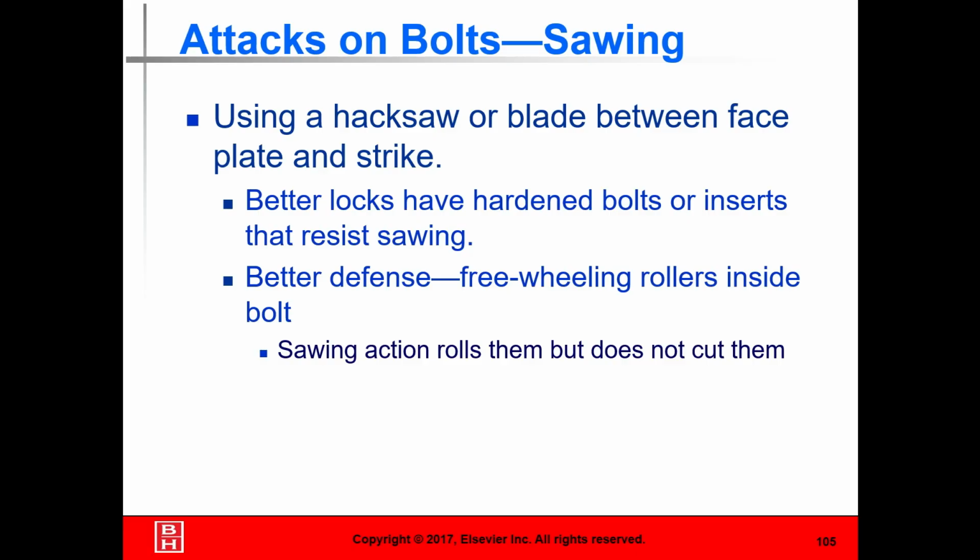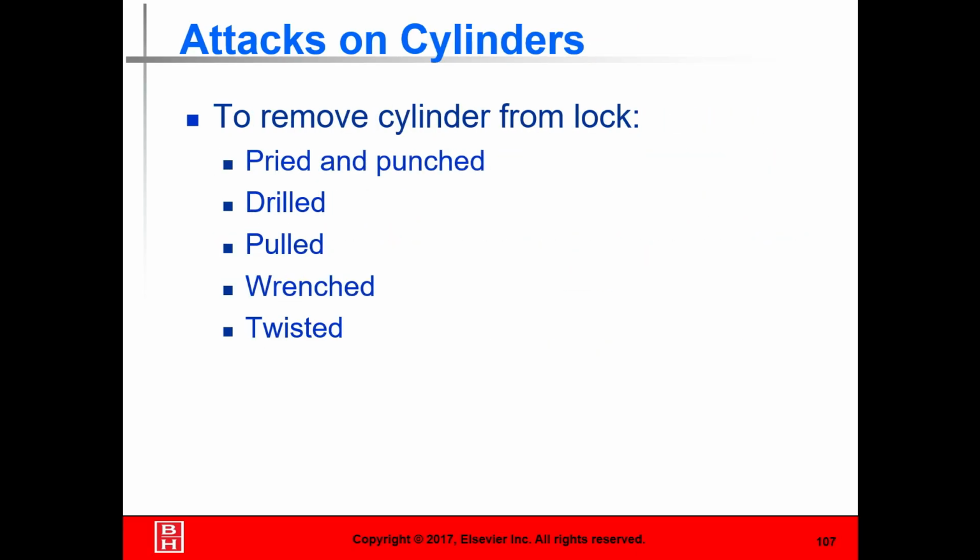Using a hacksaw: the better locks are hardened, and a hardened bolt will resist a hacksaw. Freewheeling rollers inside the bolt mean sawing actions will not cut through if it's round. Attacks on cylinders include prying out, drilling, and punching. Again, you can just yank out the cylinder. You can put in a puller and pull out the cylinders, and that will defeat the entire process.